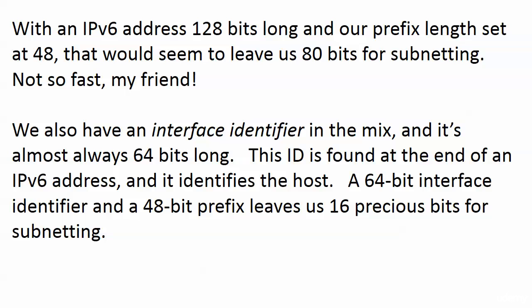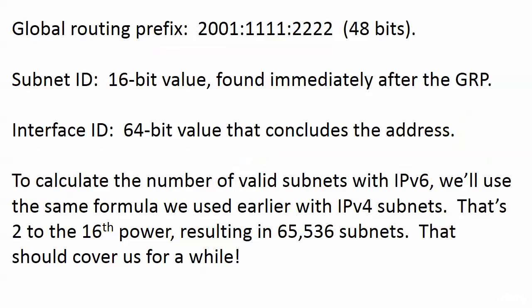Now this ID is found at the end of an IP version 6 address, and it's really the host portion of the address. So you can see it's similar to version 4. You've got your network portion at the beginning, then your host portion at the end, and what do you have in the middle? The subnetting information. Because the interface identifier is 64 bits long, if we have a 48-bit prefix at the beginning of the address and a 64-bit interface identifier at the end, that leaves us 16 precious bits for subnetting. And that's what we have right now.